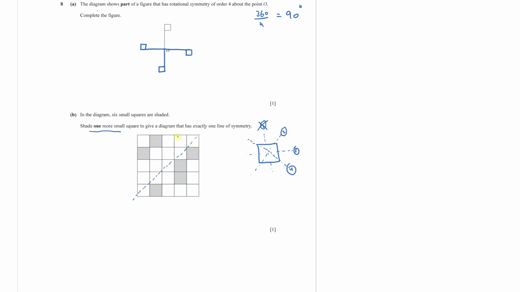Let's try the second one, which is this diagonal here. For this, I'll have to shade this one on the other side. This one, I will have to shade this one actually. And for this one, I'll have to shade this one. So you're already above one. So this is not correct as well.